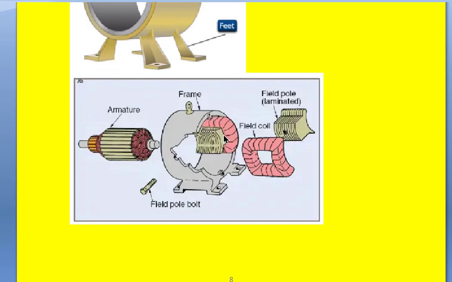Similarly, if you look at the stator, this is the stator, which we have already seen. This stator consists of the field core, and the field core carries the field winding, and that winding we can show like this. This is called the field core, or this is also the pole, and this part is called the pole shoe, and this is called the pole.